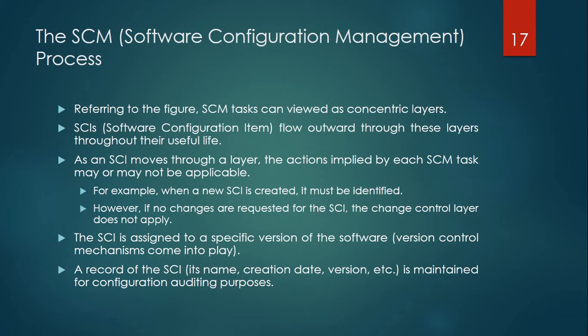For example, when a new SCI is created, means if a new software configuration item is created, it must be identified. However, if no changes are requested for the SCI, the change control layer does not apply. If any changes are needed, then the change control layer will be applied. The SCI is assigned to a specific version of the software that will be under the version control mechanism. A record of the SCI, means its name, its creation date, its version, will be maintained for configuration auditing purposes.